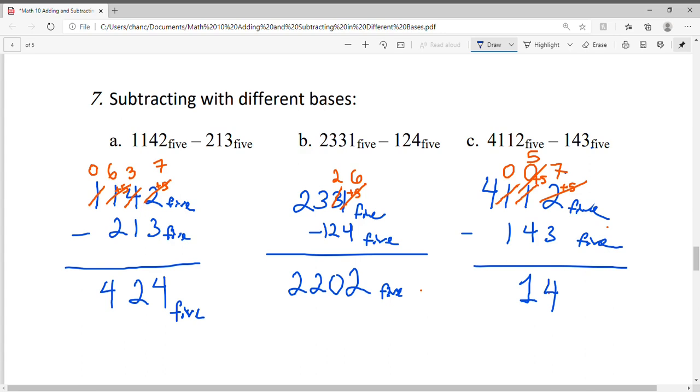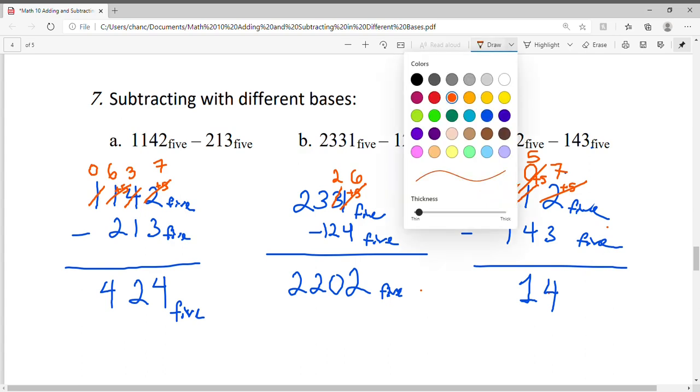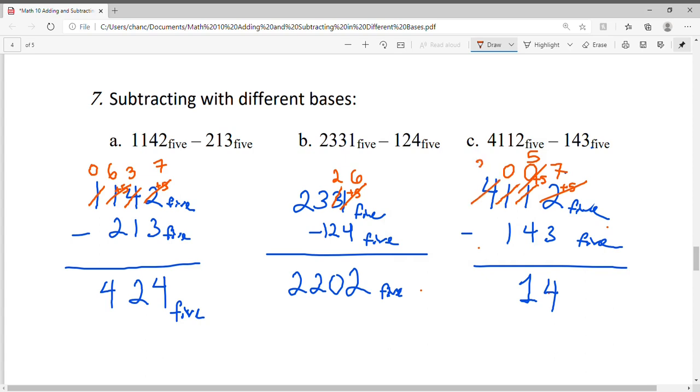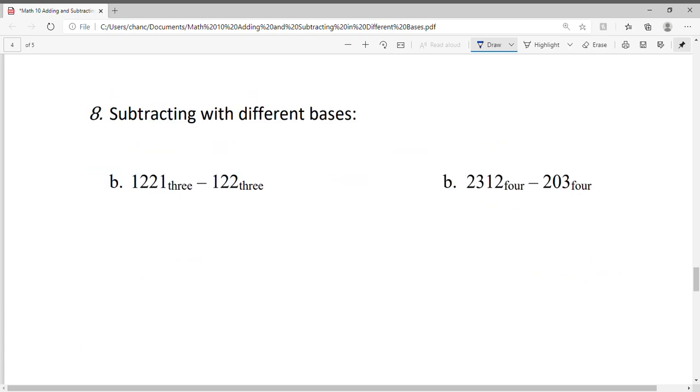I need to borrow again. I cannot take away 1 from a 0. So let's borrow from the 4. That gives this a 3, or makes it a 3, and the 0 becomes a 5. And so 5 minus 1 gives me 4, and we bring down the 3. So this is it. Our solution is 3, 4, 1, 4, base 5. So please pause the video and try these questions on your own.